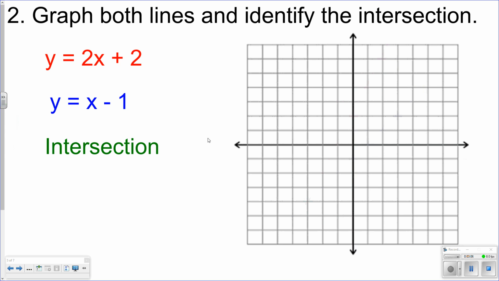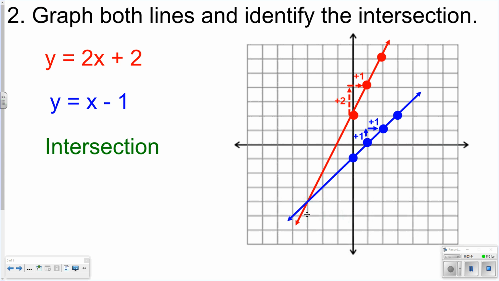Graph both lines and identify the intersection. So this red one says y equals 2x plus 2. If we graph it, we begin at 2, and from there we go up 2, right 1, up 2, right 1. Or you could go down 2, left 1, down 2, left 1. In the blue one, we begin at -1, and right in front of this, our slope is 1 over 1. It's that invisible math. So start at -1, go up 1, right 1, up 1, right 1, up 1, right 1, or down 1, left 1, down 1, left 1, down 1, left 1.